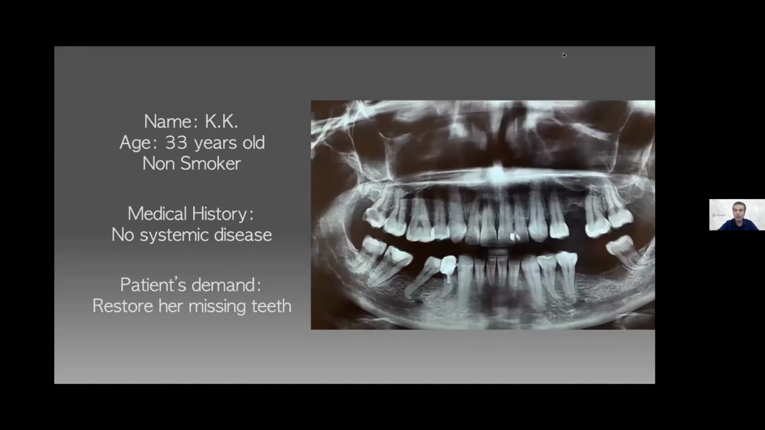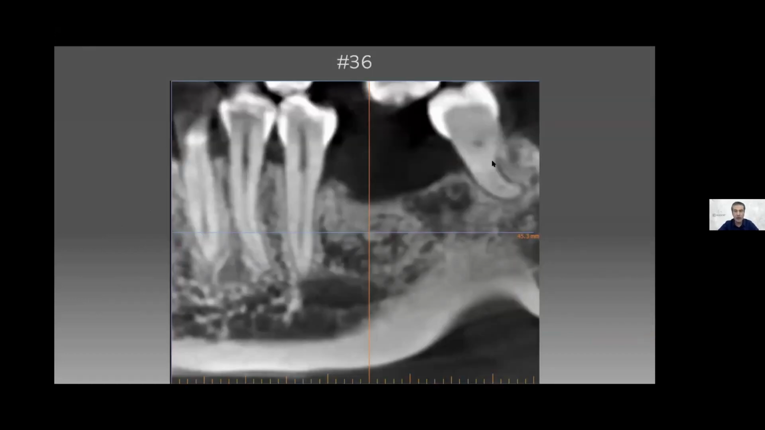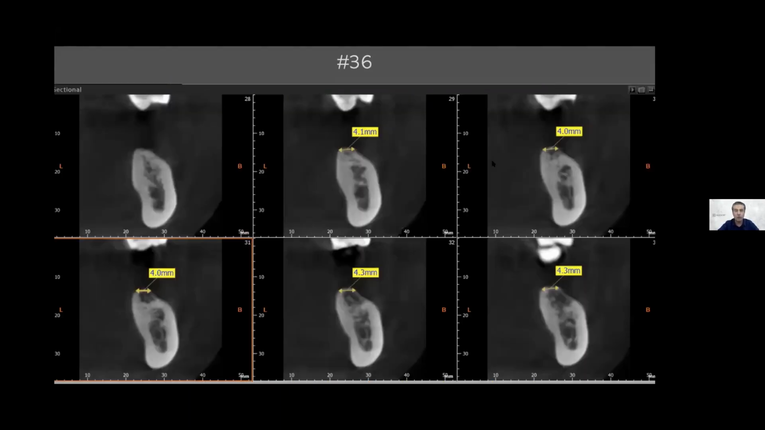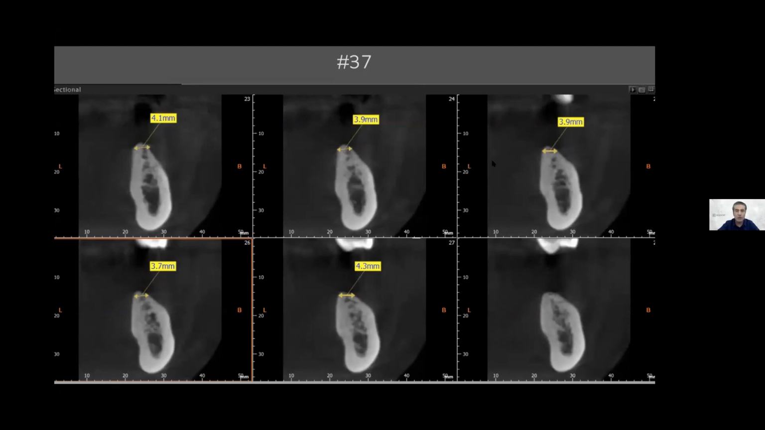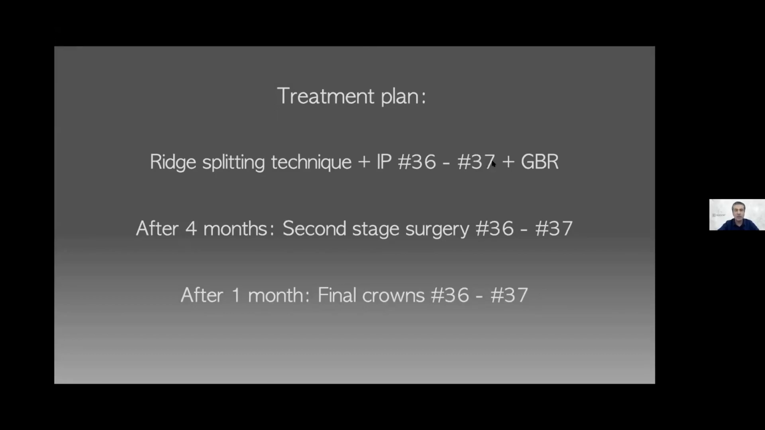If we see the panoramic radiograph, we have to evaluate the area. In the region of 36, we have 4 millimeters of bone width and 10 millimeters of length. In the region of 37, we also had around 4 millimeters of width. So the treatment plan was the ridge splitting technique with implant placement and guided bone regeneration at the same time. After 4 months, second stage surgery for 36 and 37, and after 1 month, the final crown.